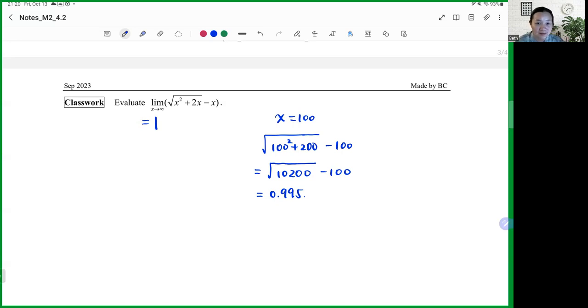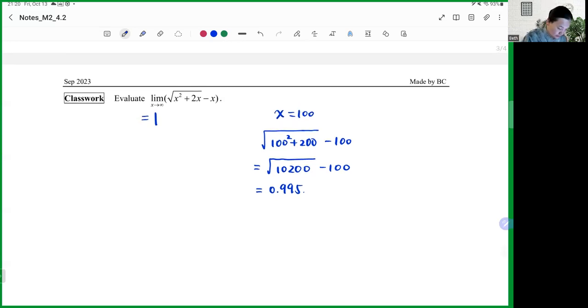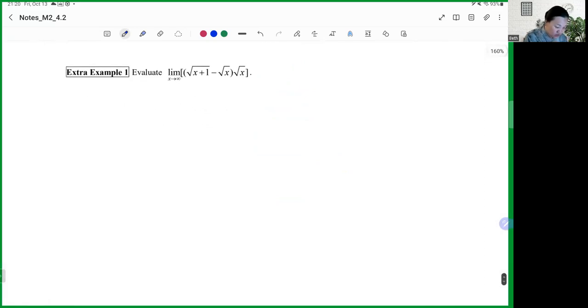Okay, let me know. Look at the extra example. The extra example is the same type of example 8. It's just that we have 2 parts we need to care about. The first part is something minus something, in this case an infinity minus infinity. Okay, and also we have another infinity next to it, which is this one, multiplying.